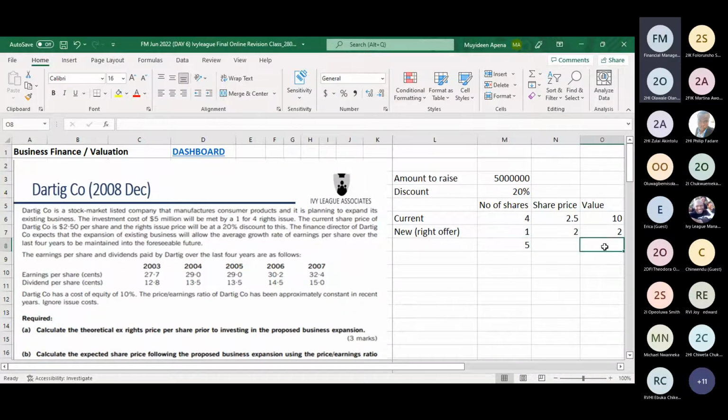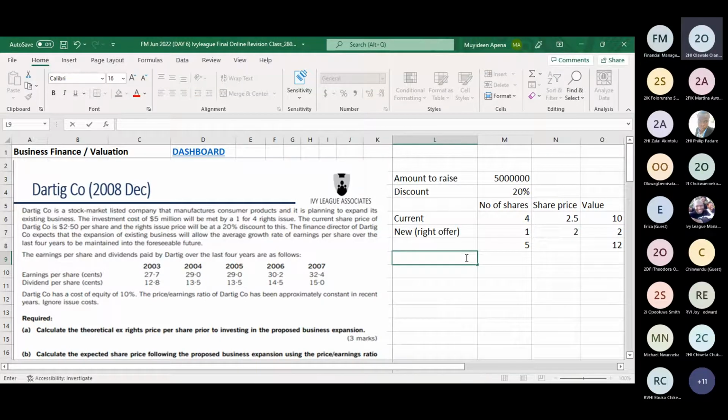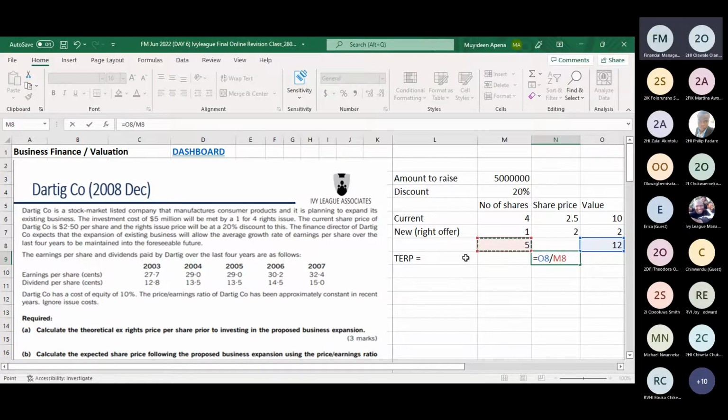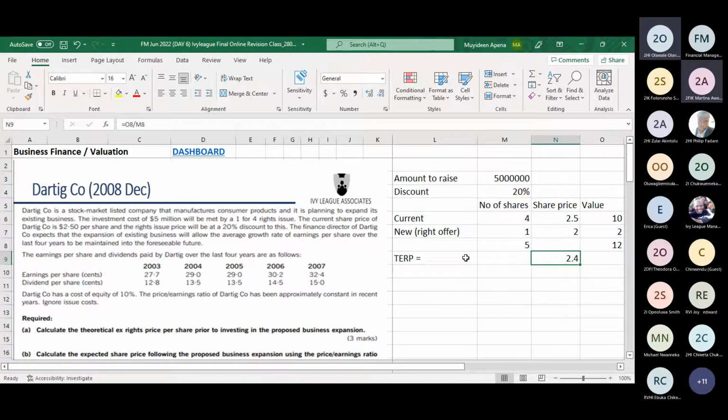And that would translate to a total of $12. So the theoretical ex-rights price will be equal to $12 divided by 5 units of shares, and that will be 2.4. Do we agree? Are we comfortable with this? Yes, sir. So as simple as that, that's why it's 3 marks.